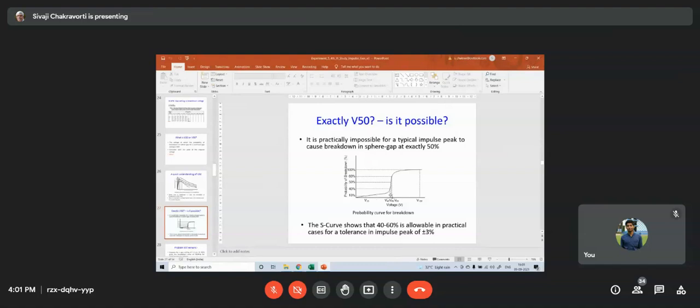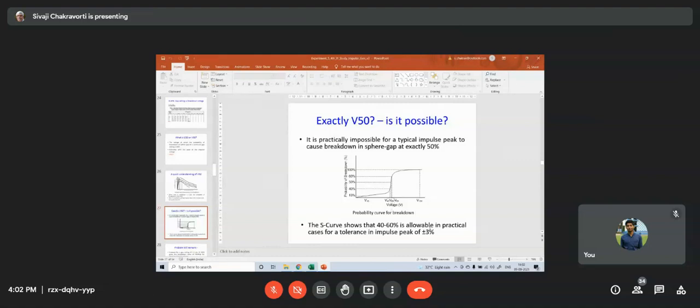But then what is the use of this curve? This is fine, I have obtained a curve, but what is the use? We identify the 50% probability from here, and we identify what is the voltage V50. Easily I can do it from the graph. Then we identify what is 40% probability, what is 60% probability. And since the curve is very steep, if you drop down, you can see that the range of voltage from V40 to V60 will lie within plus minus 3% of V50.